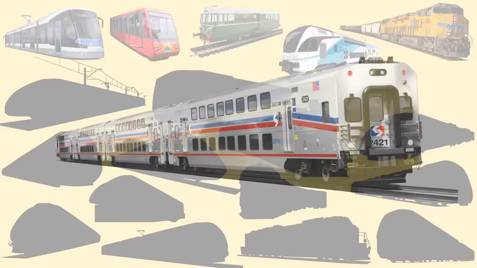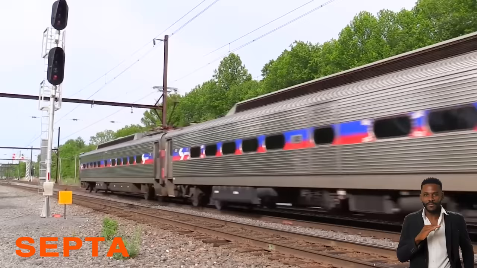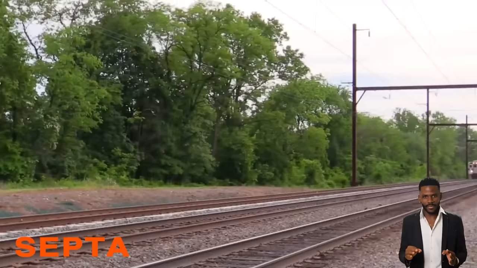Septa. Septa train is a specialized public railway vehicle used to transport passengers and light goods.